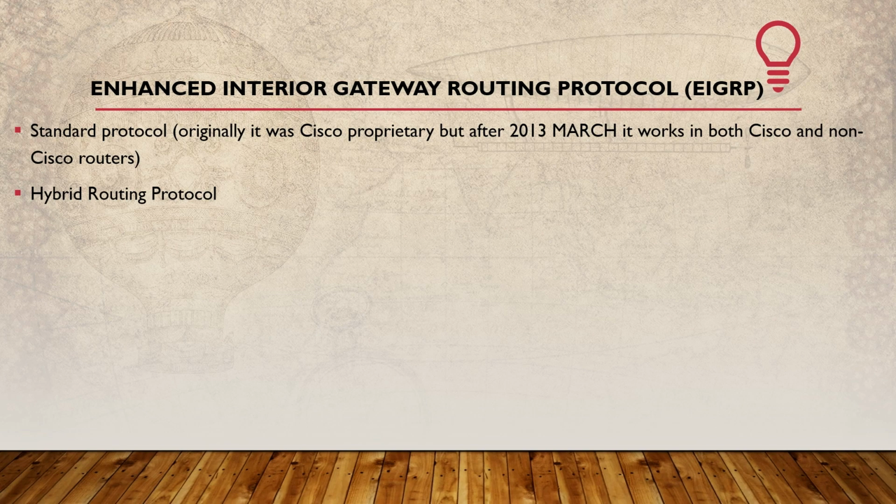It's a hybrid routing protocol. Hybrid means it has more features than a normal routing protocol, that's why we call it a hybrid routing protocol. Those features we will see in depth in upcoming videos. It uses the DUAL algorithm, the Diffusion Update Algorithm, which we all know. By using the DUAL algorithm, it does the best path selection.